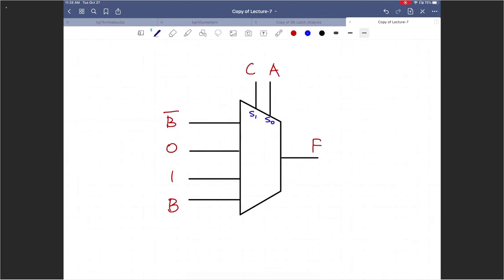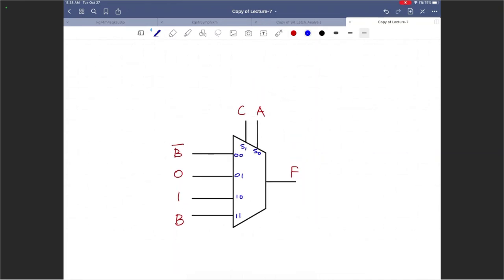S1, S0: 0 0, 0 1, 1 0, 1 1. There it is. The same function synthesized using a 4:1 mux and very, very arbitrary choices. You can see we selected C first as our most significant select, then A.